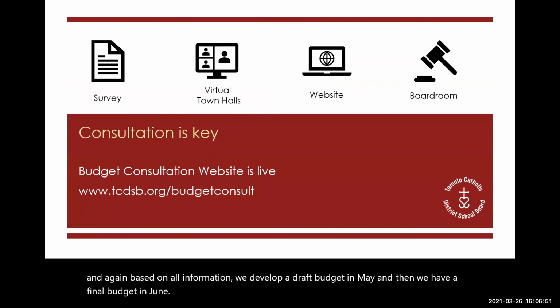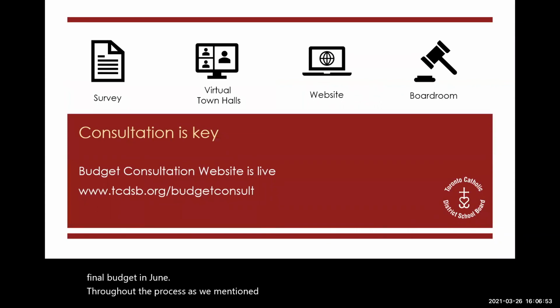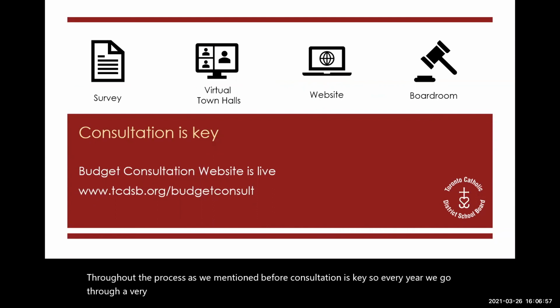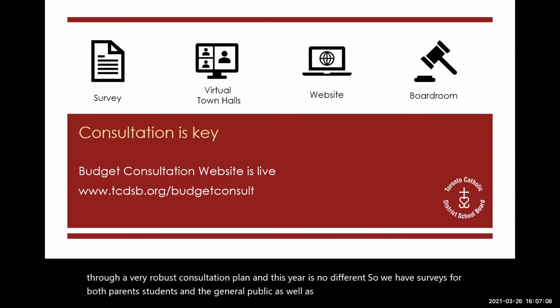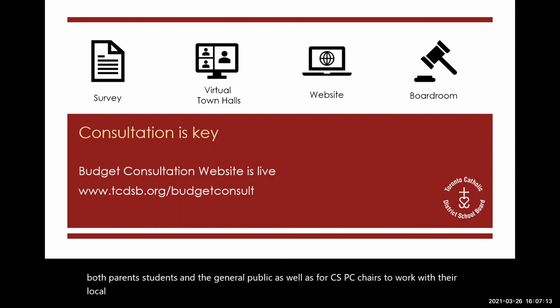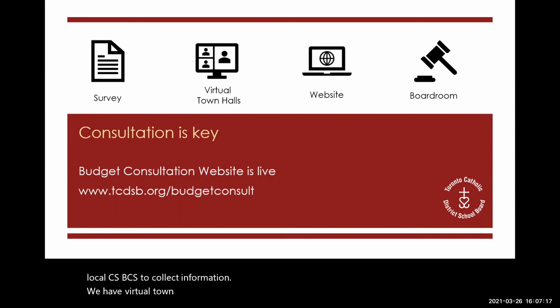Throughout the process, as we mentioned before, consultation is key. So every year we go through a very robust consultation plan, and this year is no different. So we have surveys for parents, students, and the general public, as well as for CSPC chairs to work with their local CSPCs to collect information. We have virtual town halls. We typically have 1 to 3 virtual town halls every year, so we can present some information and collect some feedback.